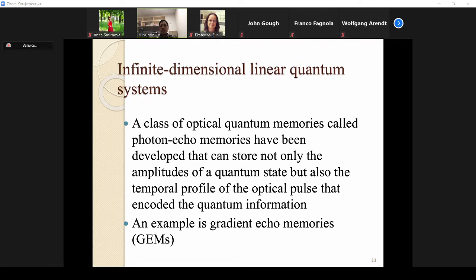The motivation for this is a class of optical quantum memories called photon echo memories that have recently been developed. These are memories that can not only store the amplitudes of a quantum state, but actually can also store the temporal profile of the optical pulse that was used to encode the quantum information. There are many types of photon echo memories, and one type, for illustration, is what's called a gradient echo memory, or GEM.